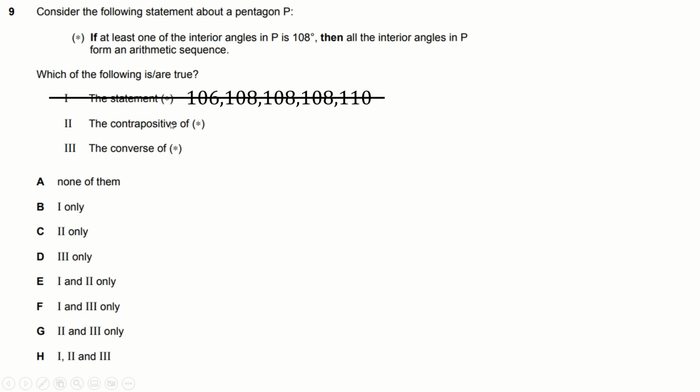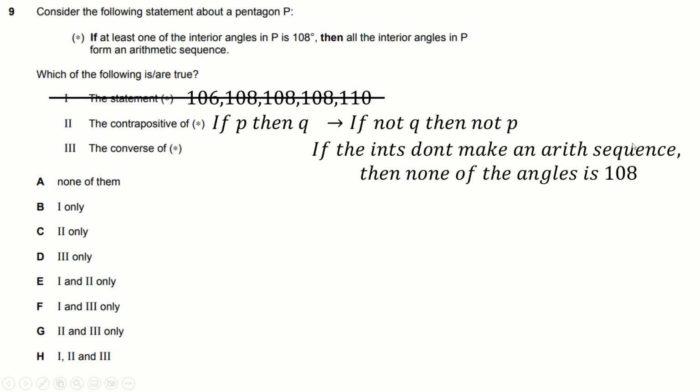The contrapositive, now, if you've got a statement that says if P then Q, the contrapositive is when you flip these two over, but then also shove in nots in both cases. So that's very useful to know. So let's just do that. So if the interior angles don't make an arithmetic series, then not one of them is 108. So none of the angles is 108, then I guess is what we'll say there.